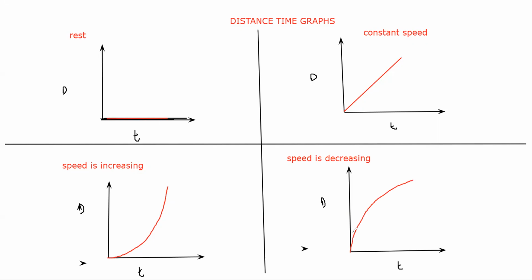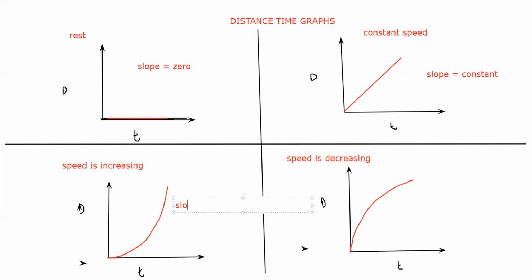So these are the 4 graphs explaining the motion of an object on a distance time graph. And you can check here, what is the slope of this line? The first one, if it's a horizontal line, what is the slope of a horizontal line? Whenever a horizontal line graph is there, the angle with the x-axis is 0. So here the slope is 0. Here the slope is constant.